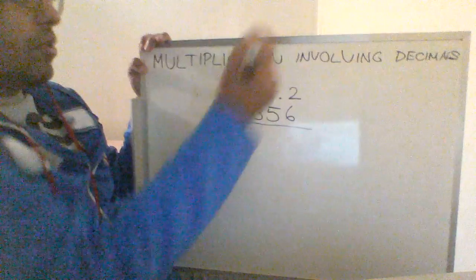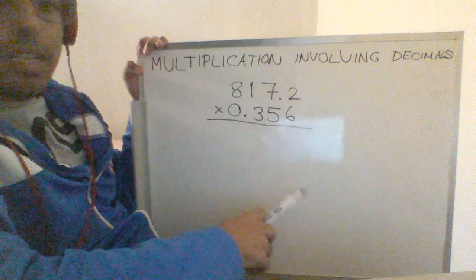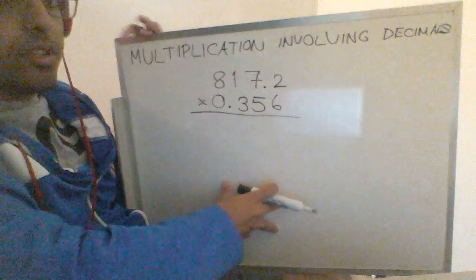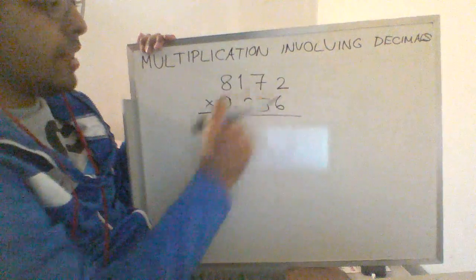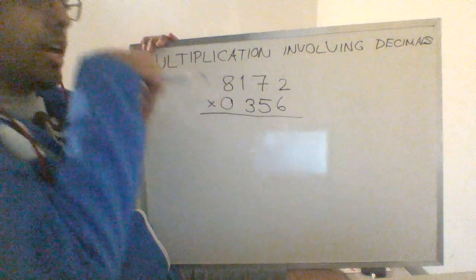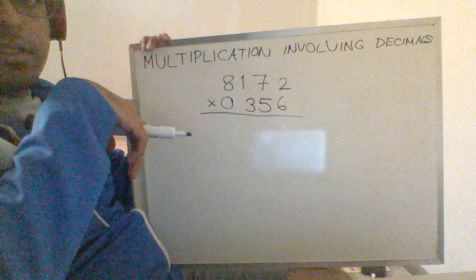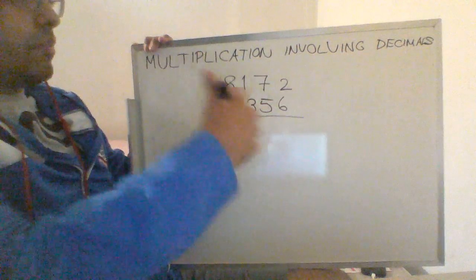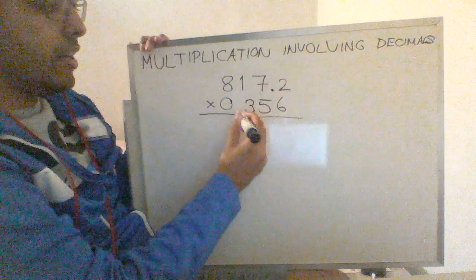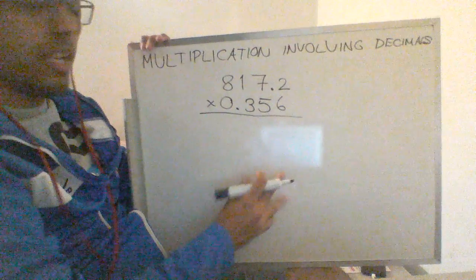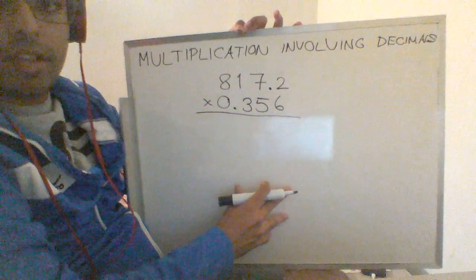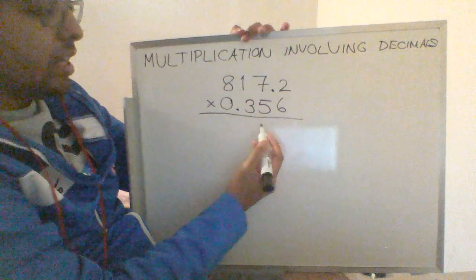When we're solving this, we're basically ignoring the decimal points. We want to solve this as though it's 8,172 times 356. That's how we're going to end up solving it, but then at the end we're going to consider where exactly these decimal points are, and that's going to affect the result a little bit. So let's go through it.